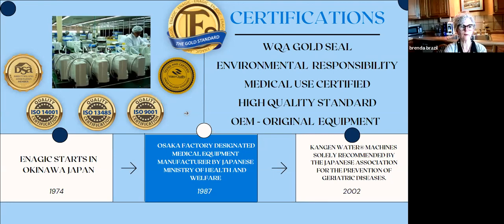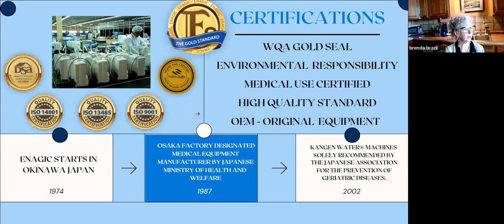The standards are very important, especially when you're working with clients. You want to give them the best quality. That's the environmental responsibility, and Enagic takes that very seriously: how responsible is it, eco-friendly wise, saving the environment, and chemical wise, right? And the 13485, that's the medical use certification. The ISO 9001 is a high quality standard certification. And we're in good standing with the Direct Selling Association.